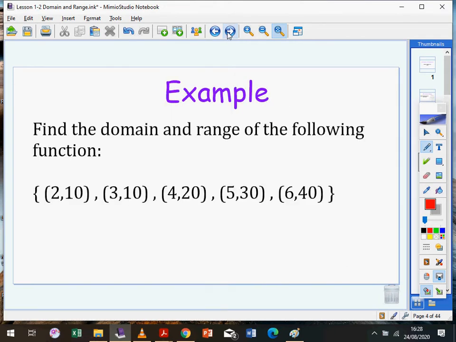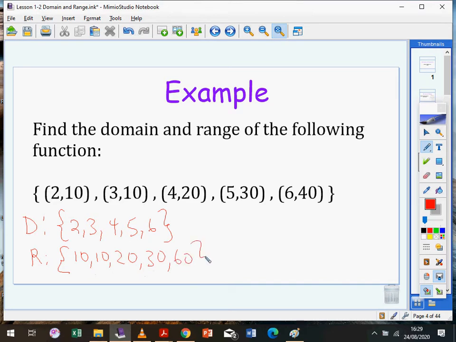If I want to find the domain and range of this function, the domain would be all the x values. So I'm writing out all the x values 2, 3, 4, 5, and 6. And the range would be all the y values of the function, which is 10, 10, 20, 30, and 60. That's simply domain and range.